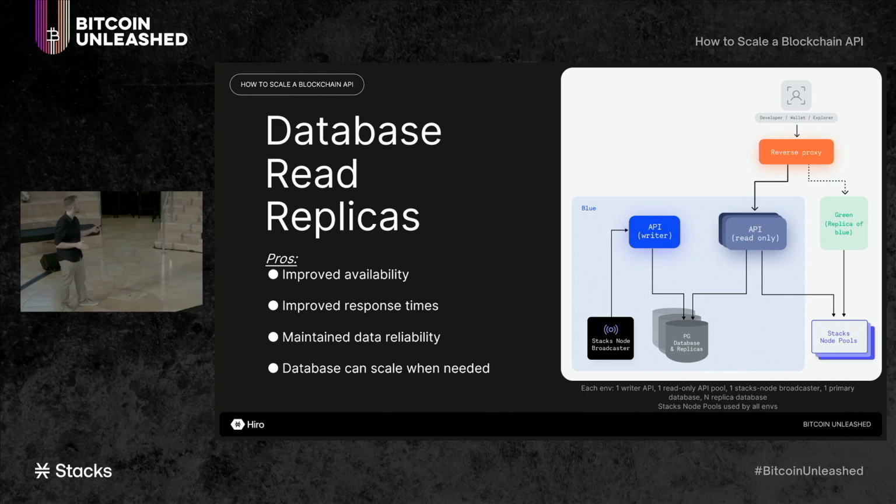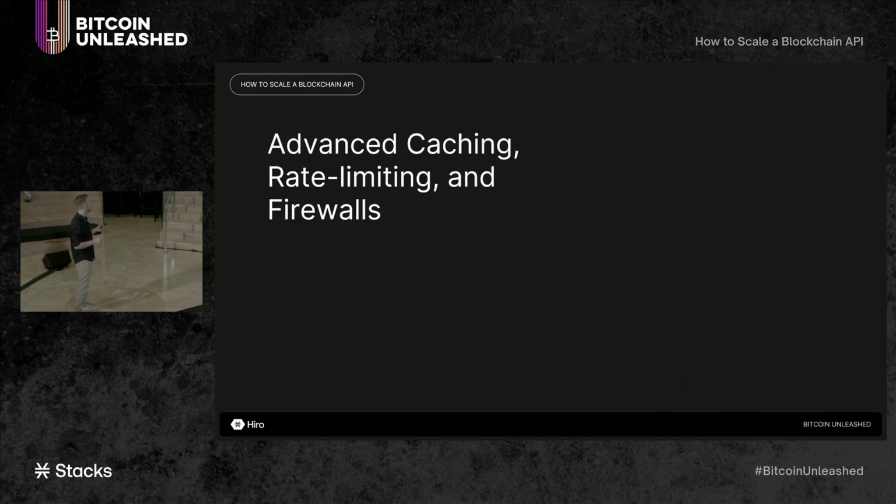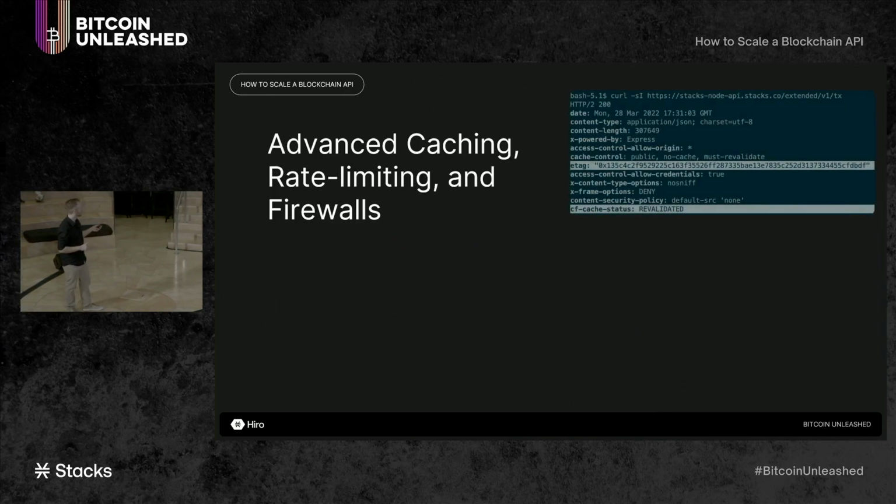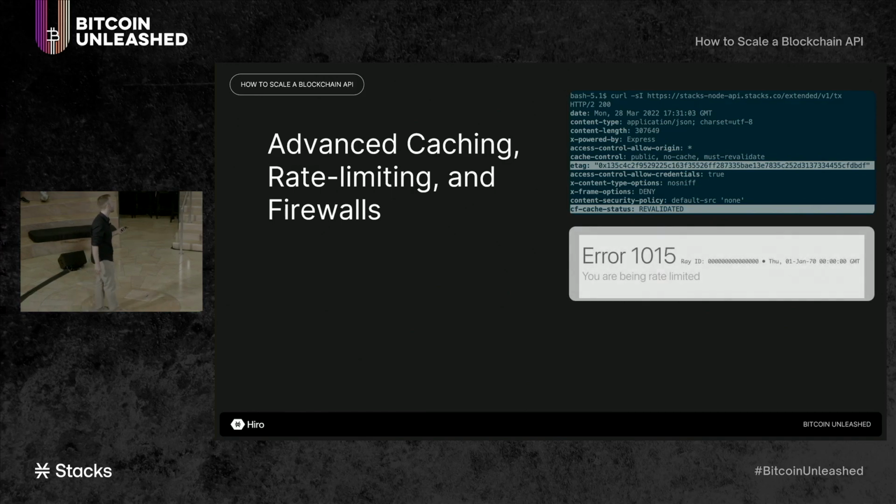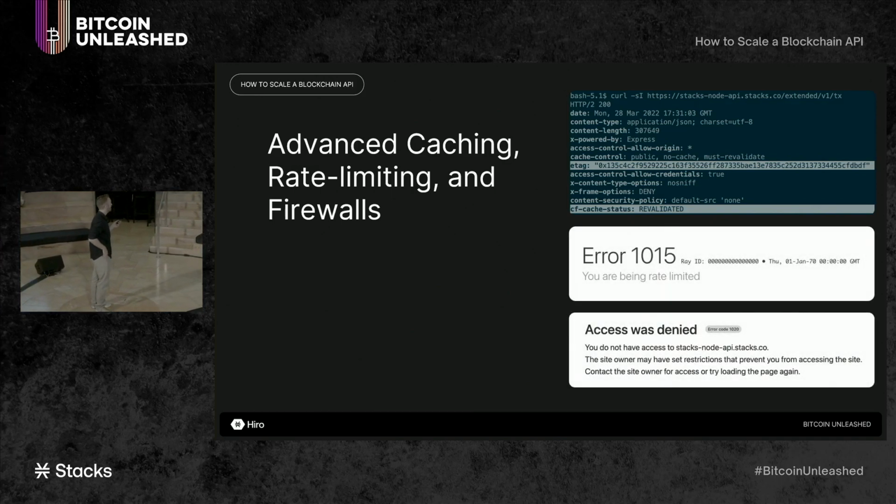And of course, the database can scale when needed. You could either add more replicas or remove replicas as traffic increases or decreases. So another really cool thing that was introduced to the API fairly recently is advanced caching.